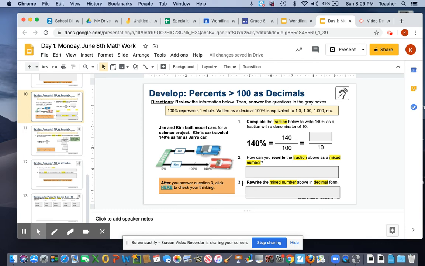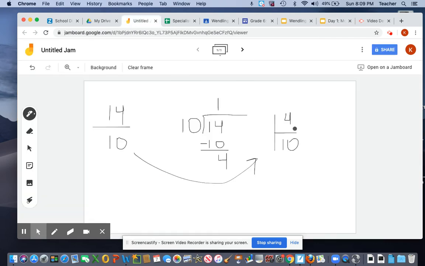Now, the third one says rewrite the mixed number above in decimal form. So as a decimal, let's see. I can continue my division here by adding a decimal point. If I want to write it as a decimal instead of a mixed number, I add my decimal point at the end and in the answer. I can add a 0 because adding a 0 doesn't change my number.